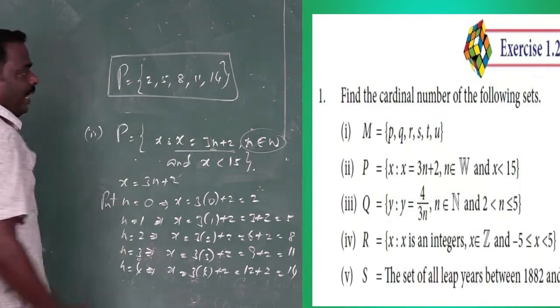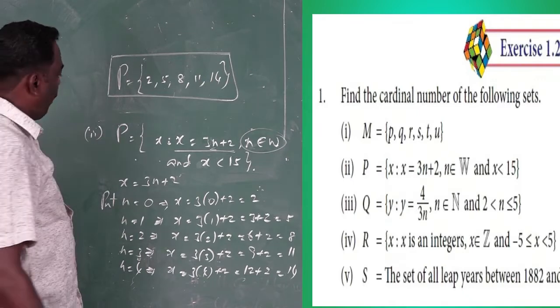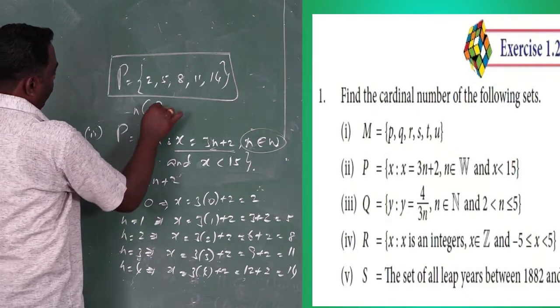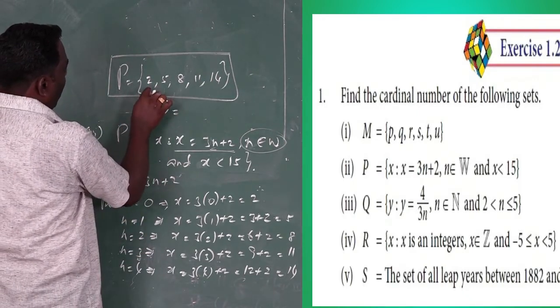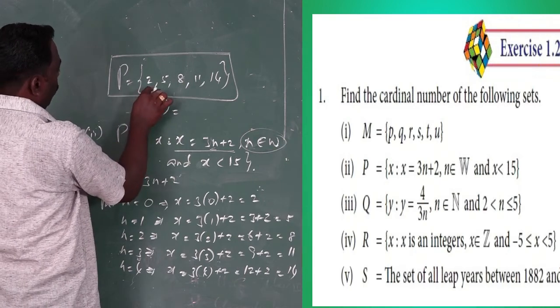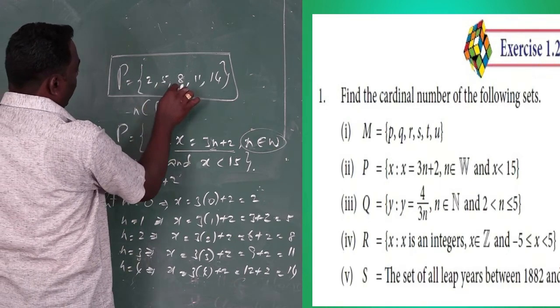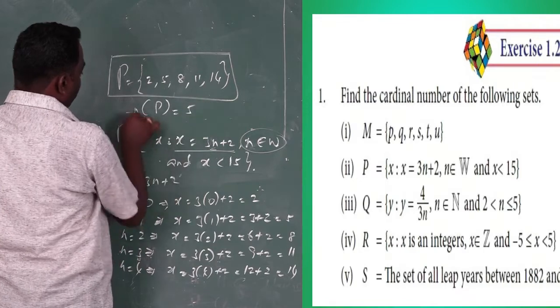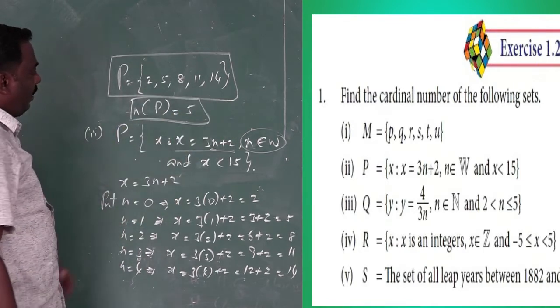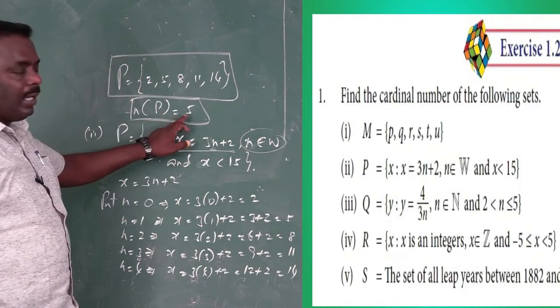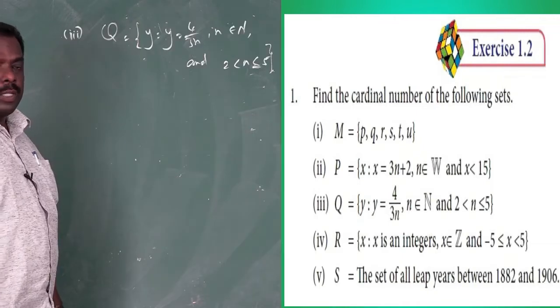Now what do we want to find? We find the cardinal number. Therefore n(P) is the number of elements in the set P: 1, 2, 3, 4, 5. Therefore there are 5 elements in the set. The cardinal number of set P is 5. Okay, next one.